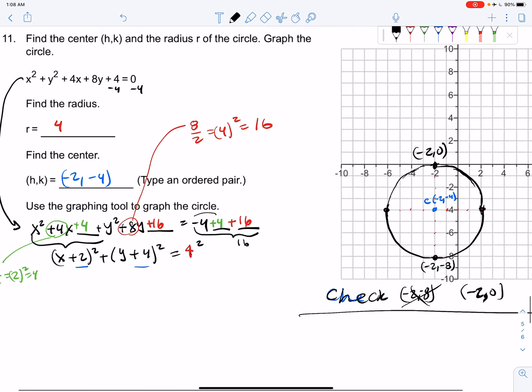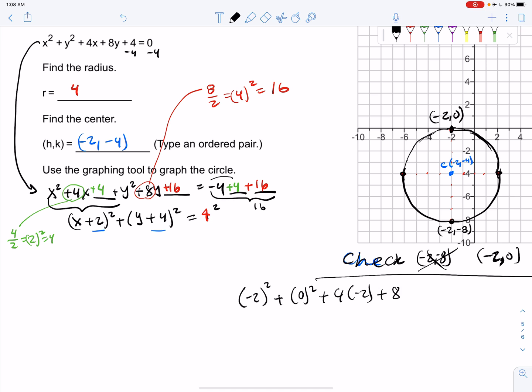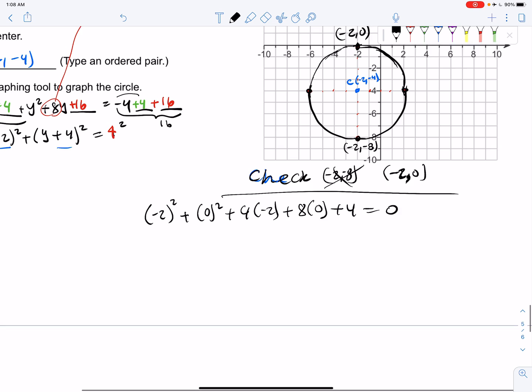So what was the original problem? The original problem said take the x and square it, so negative 2 squared. Take the y and square it, 0 squared. Plus 4 times the x, negative 2. Plus 8 times the y, 0. Plus 4, supposed to equal 0.